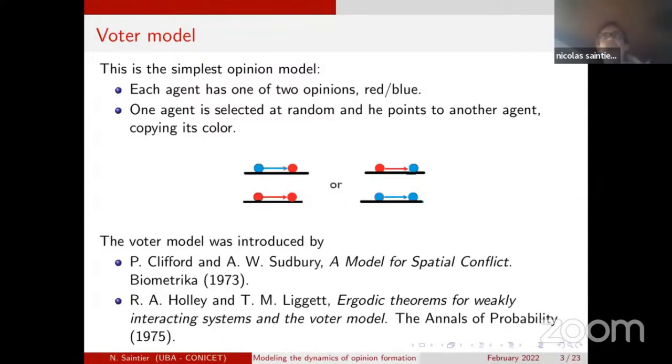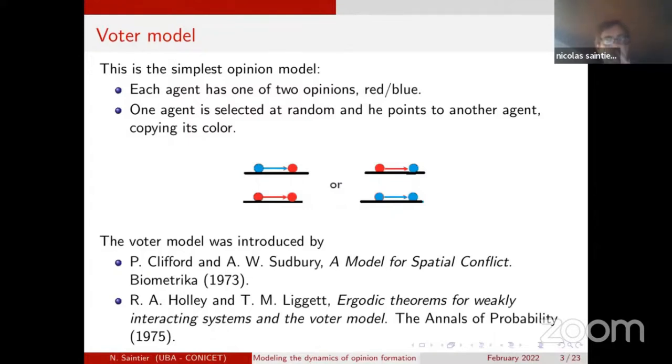Okay, two extreme opinions, the one you like. The opinion per se doesn't matter. What matters is how people interact and how, in an interaction, people will change their opinion in some way.